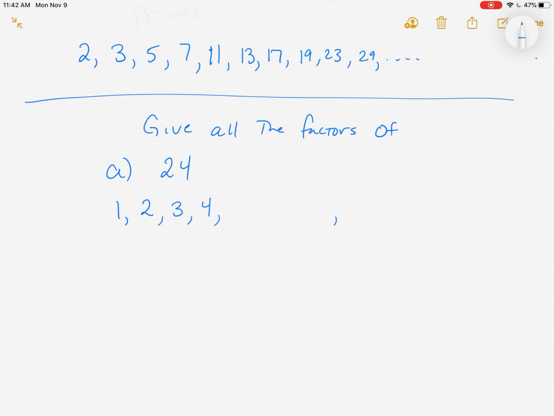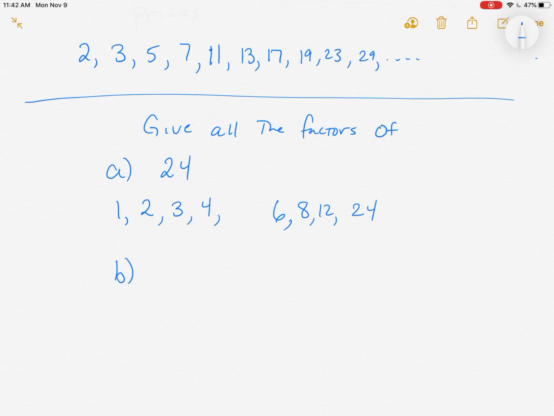Maybe a good suggestion would be, hey, 1 and 24 works. 2 times 12 works. 3 times 8 works. 4 times 6. Not 5, and then we're back up to 6. So here's all your factors. They come in pairs, right? Each one paired up in order to get you to 24.